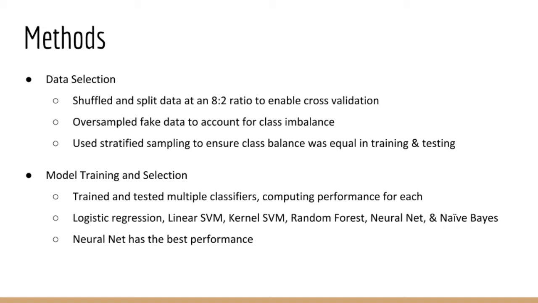So now moving on to model training and selection, to determine which classifiers worked well for our dataset, we trained multiple classifiers which we believed would perform the best, then compared their performance. We settled on using logistic regression, linear SVM, kernel SVM, random forest, neural net, and finally naive Bayes. The hyperparameters were tweaked for each individual model until reaching their peak F1 score.